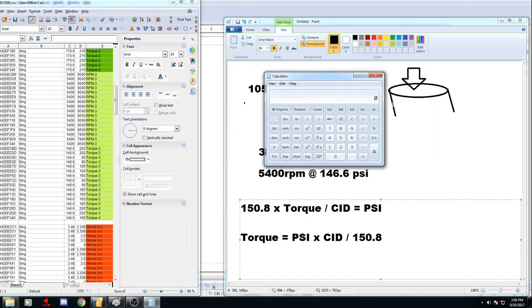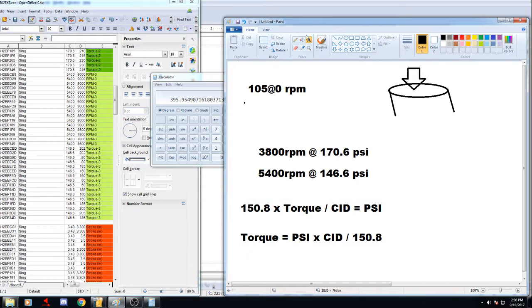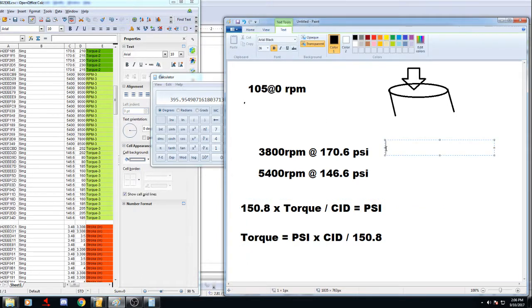Let's just run the calculator on that. What's our PSI up top? 170.6. This is a 350 engine, Chevy 350, so 170.6 times 350 divided by 150.8. How much torque are we making? We're making 395.9. Let's say 396 foot-pounds of torque. Let me put that right here. 396 foot-pounds of torque, in red.